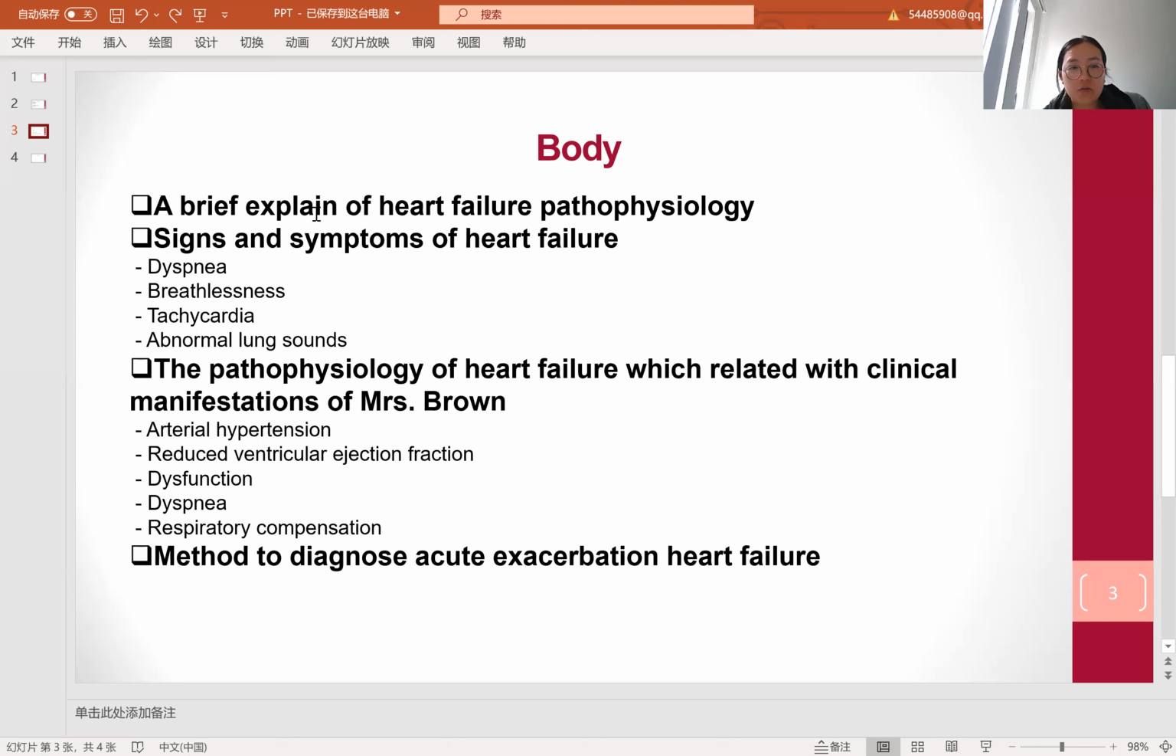Relating to the case study, Mrs. Brown was diagnosed with acute exacerbation heart failure, which is an advanced version of heart failure.